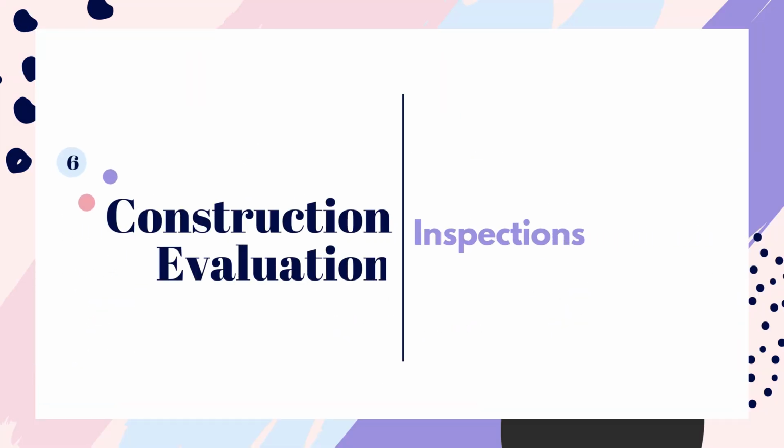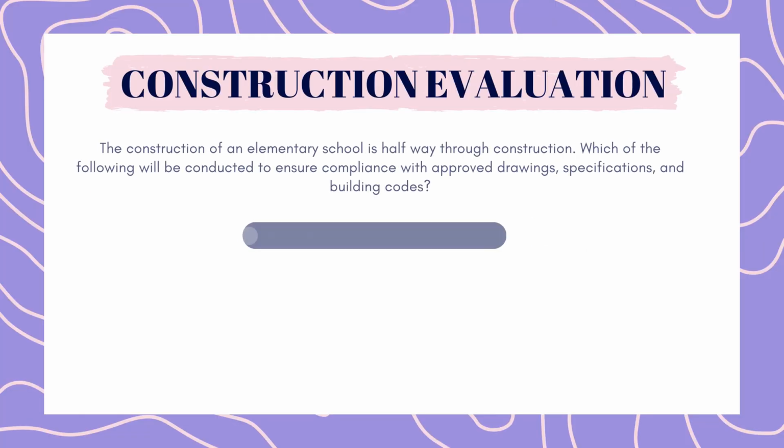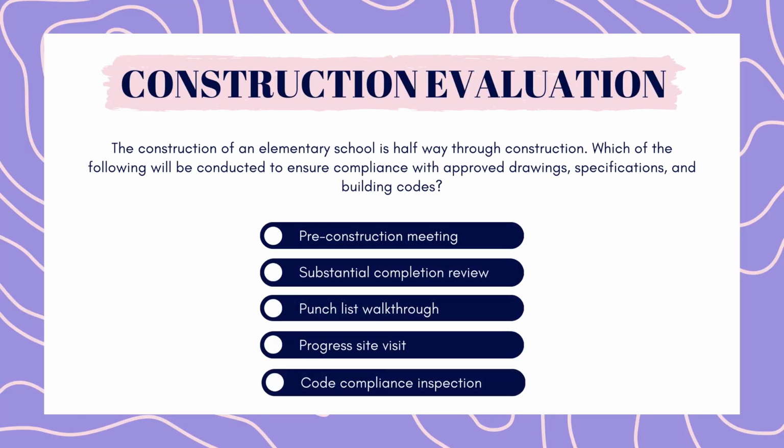Next up is construction evaluation. The construction of an elementary school is halfway through construction. Which of the following will be conducted to ensure compliance with the approved drawings, specifications, and building codes? Pre-construction meeting, substantial completion review, punch list walkthrough, progress site visit, or code compliance inspection? Pause here to answer.